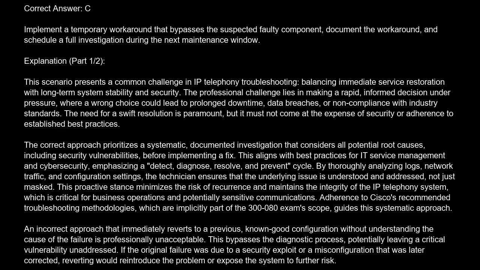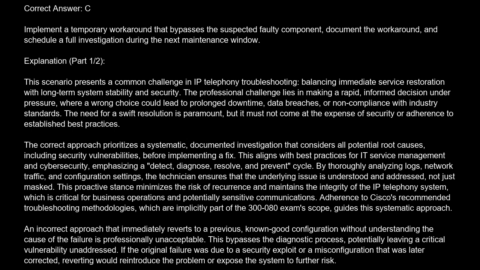Correct answer is C. Implement a temporary workaround that bypasses the suspected faulty component, document the workaround, and schedule a full investigation during the next maintenance window. Explanation. This scenario presents a common challenge in IP telephony troubleshooting, balancing immediate service restoration with long-term system stability and security. The professional challenge lies in making a rapid, informed decision under pressure, where a wrong choice could lead to prolonged downtime, data breaches, or non-compliance with industry standards.